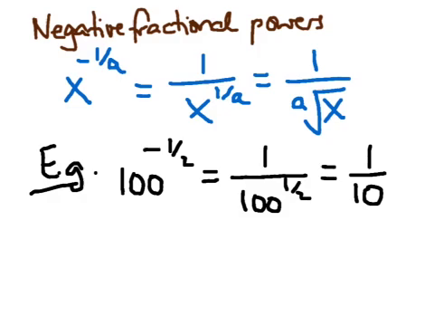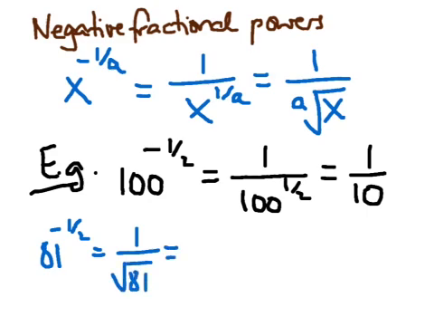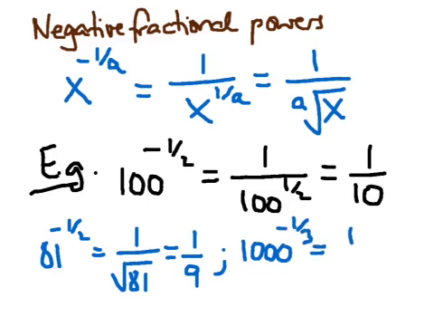So another example would be, what is 81 to the minus a half? And that is 1 over the square root of 81, and the square root of 81 is 9, so that is 1 over 9. And another example would be, what is 1,000 to the minus 1/3, and that is going to be 1 over 1,000 to the 1/3, and that is 1 over 10, because 10 cubed is 1,000. The cube root of 1,000 is 10.